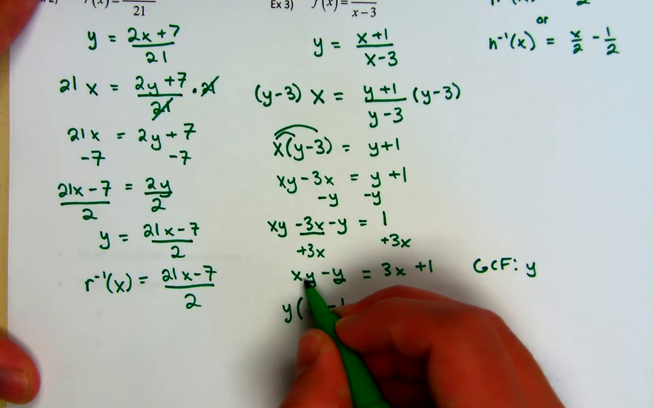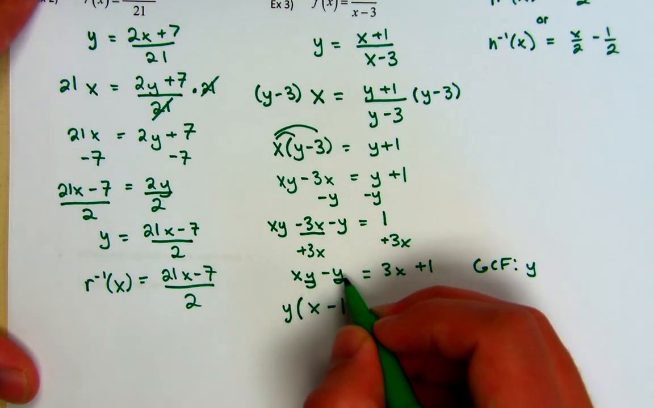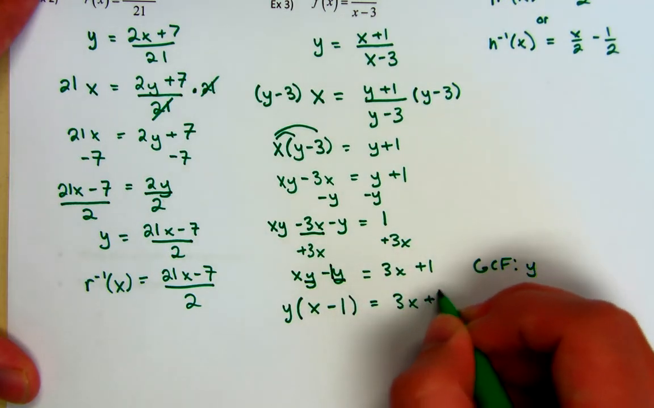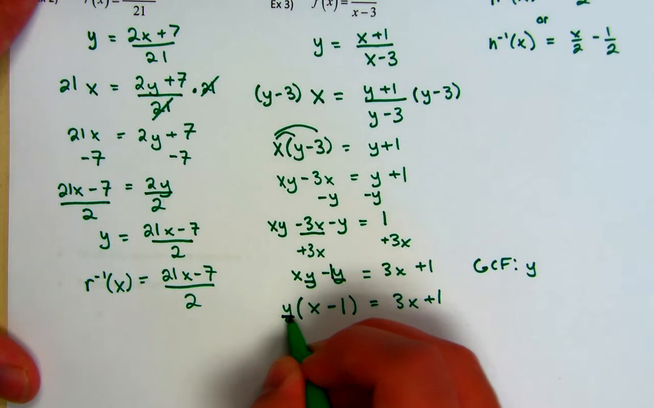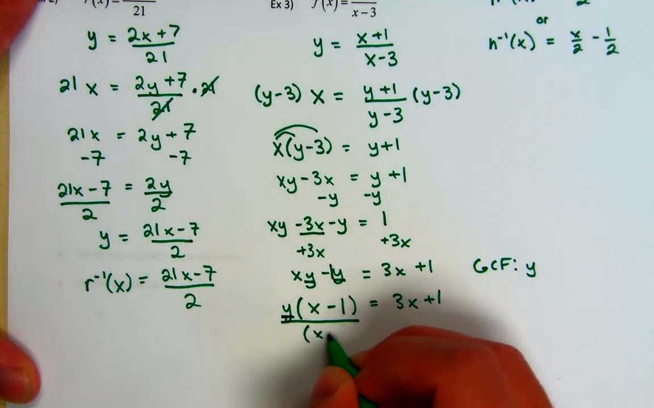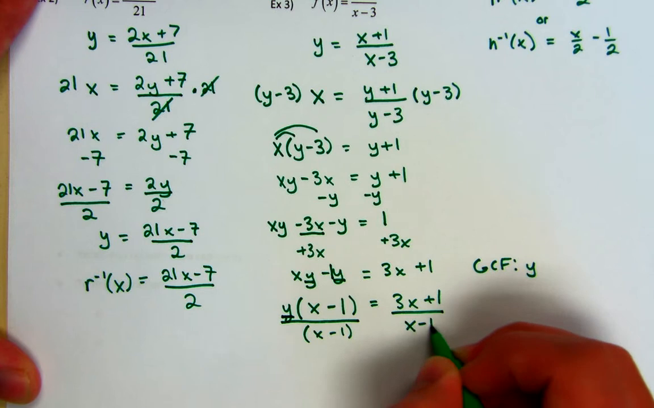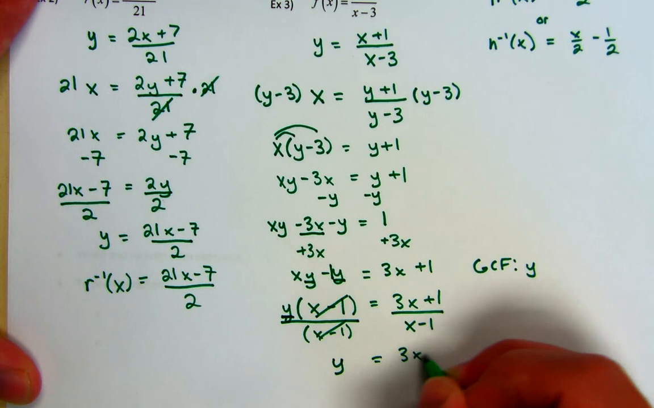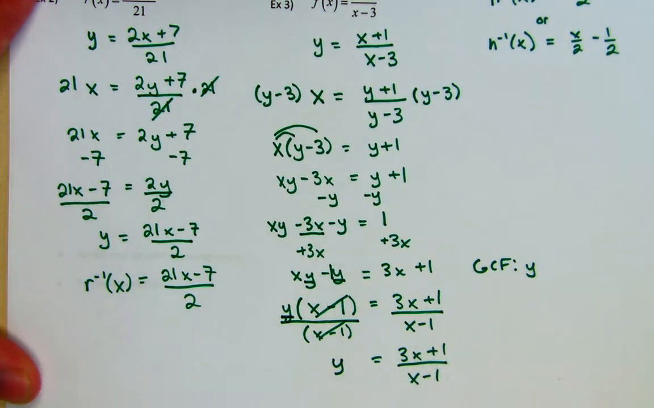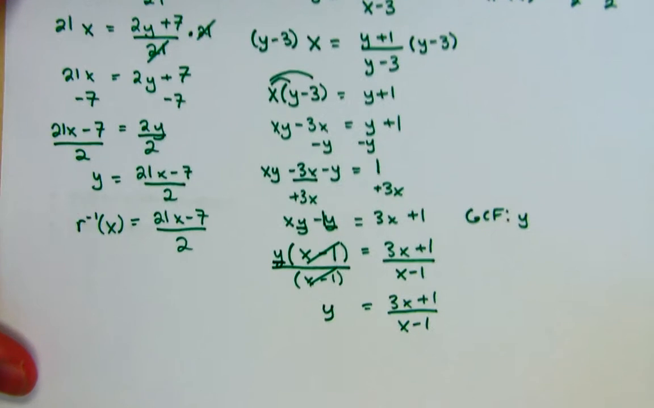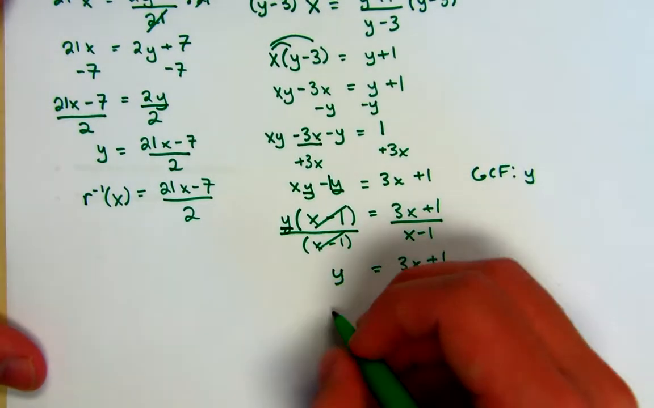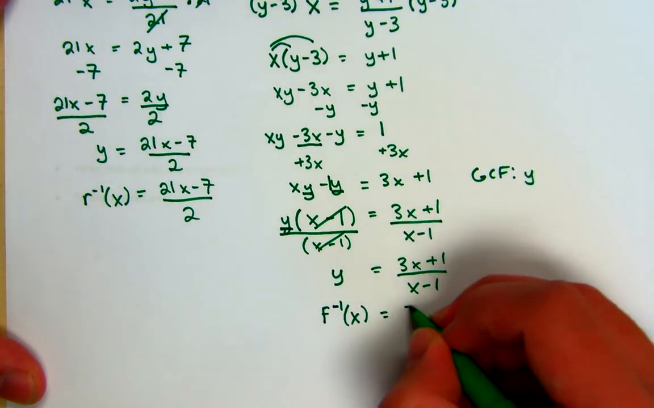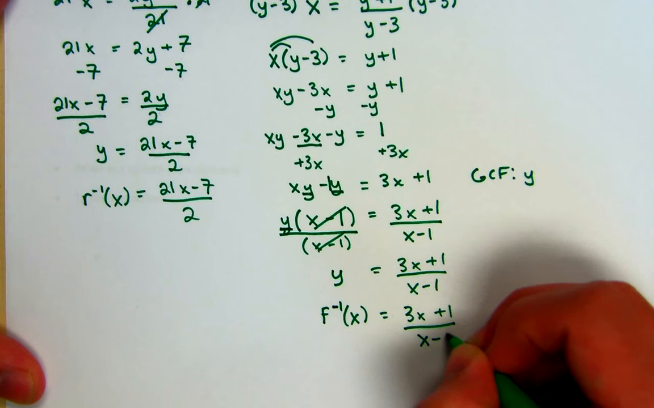If I divide y out, I am left with x. If I divide y out of here, I'm left with negative 1, equals 3x plus 1. Now to get this y alone again, I need to divide the whole side by x minus 1. That will leave me with y equals 3x plus 1 over x minus 1. And finally, I just need to switch out so that I have inverse notation. Since I started with f of x, I have f inverse of x equals 3x plus 1 over x minus 1.